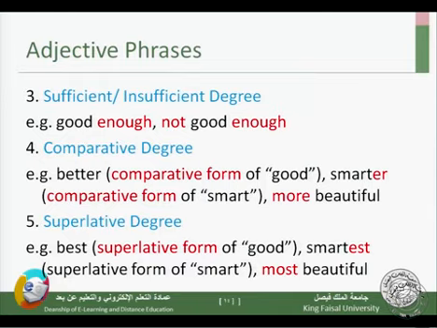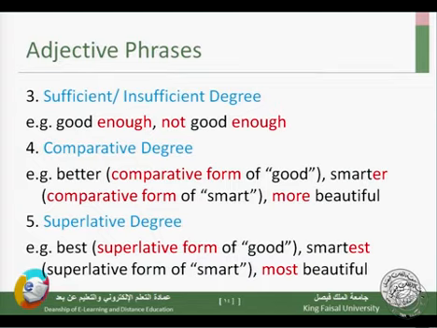Then we have comparative and superlative, and you might have studied these before in previous courses. So we have the comparative form of adjectives to compare two things. So in the case of good, we say better, this is the comparative form, or in the case of smart, we say smarter, or in the case of beautiful, we say more beautiful. In the superlative, in the case of good, we say best. In the case of smart, we say smartest, and in the case of beautiful, we say most beautiful.